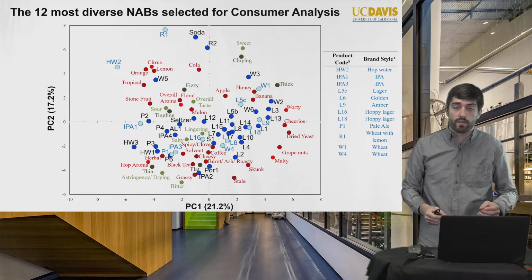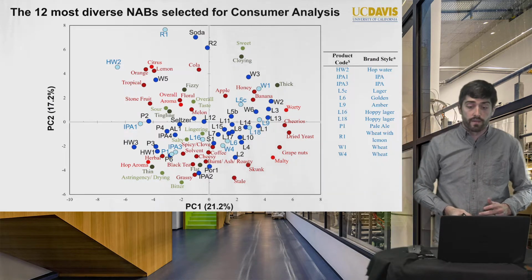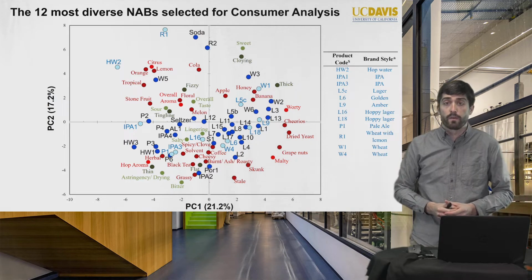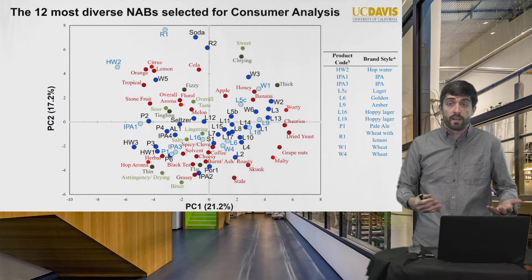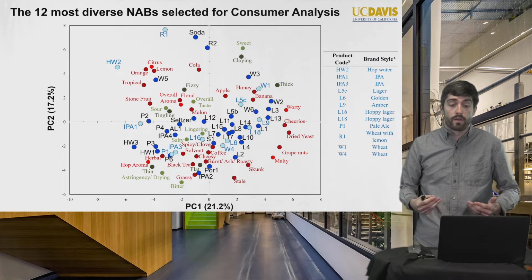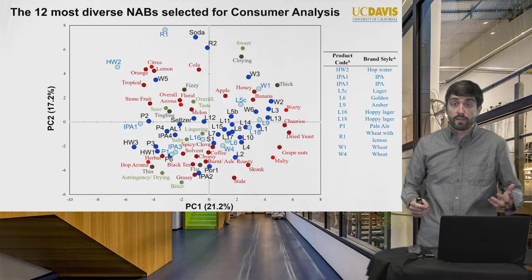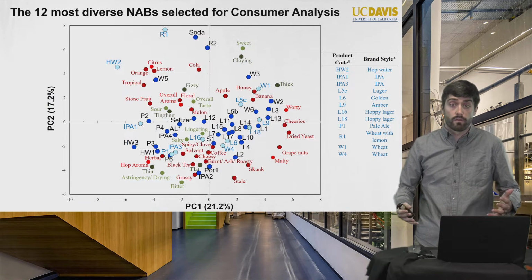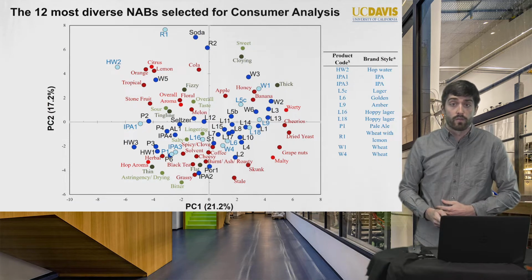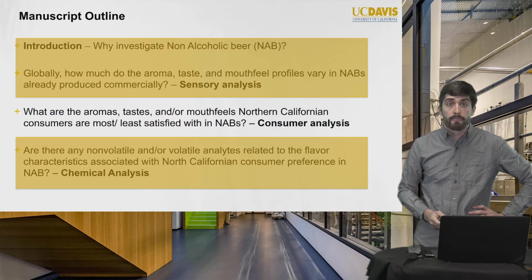While it's clear that lager types here on the right side, you can see there's just a lot more NABs on that side, make up a majority of the NABs that were being produced in 2019. What's clear from the results is that NABs can be and were being designed to have a variety of flavor profiles. We then used those results to select 12 NABs with the most diverse flavor profiles and took those into consumer analysis. And I've highlighted those in the light blue here.